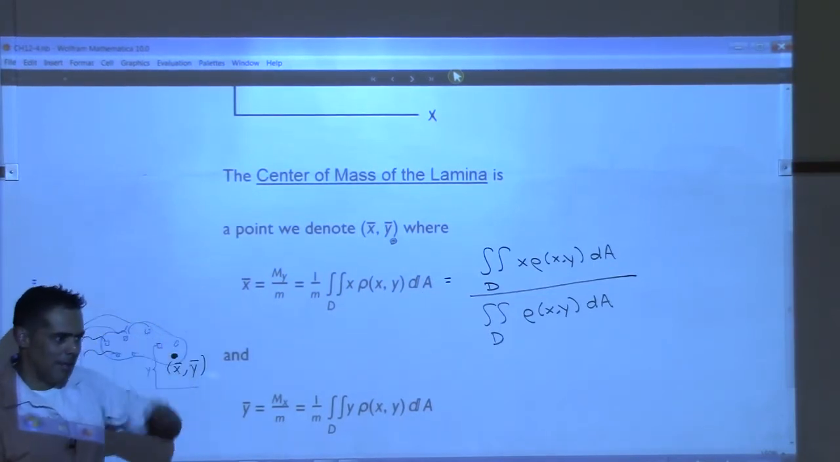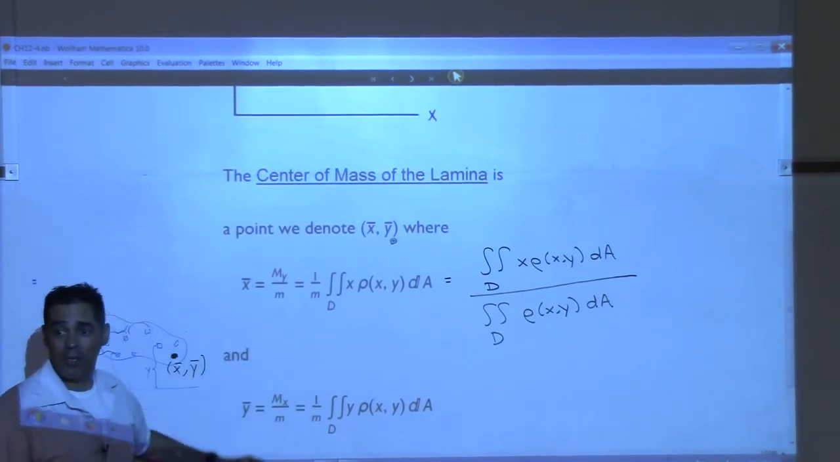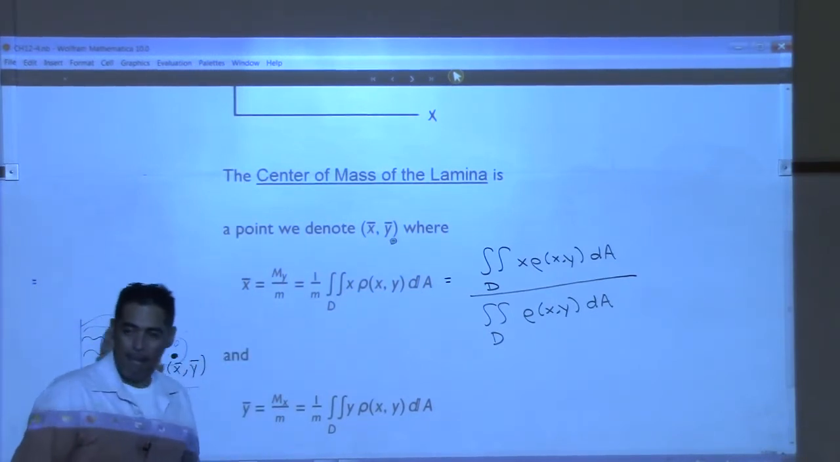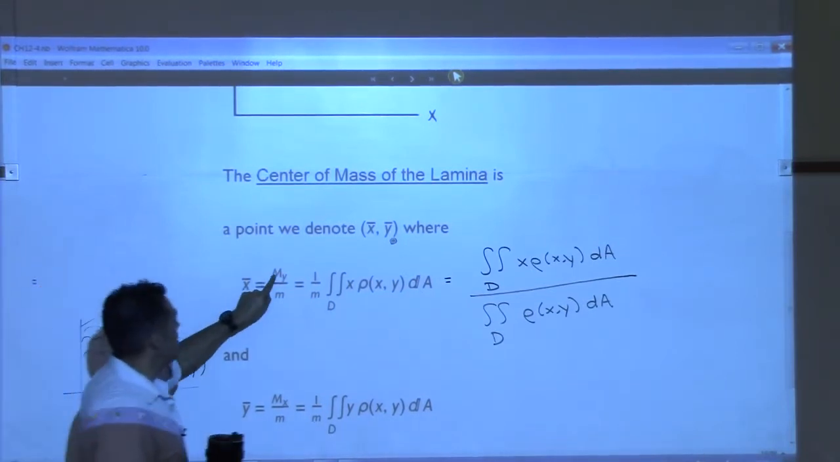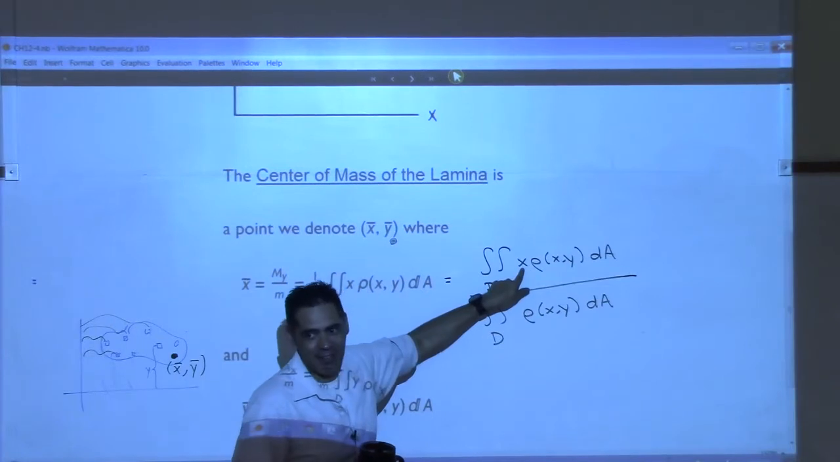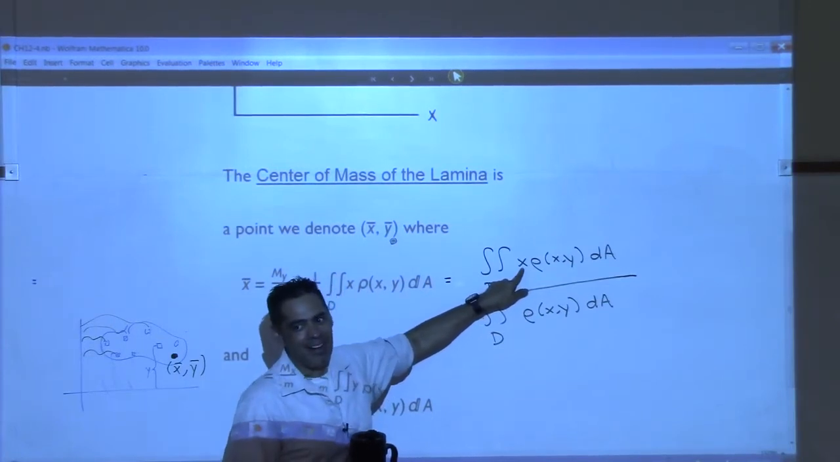All right? These formulas are all in the book. So for x bar, the numerator is the moment about y. The moment about y has x in it. It's weird, right? It's confusing.